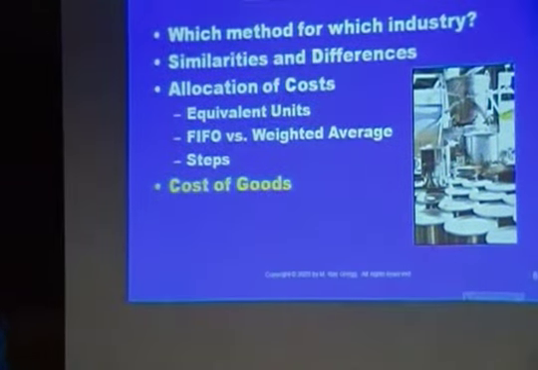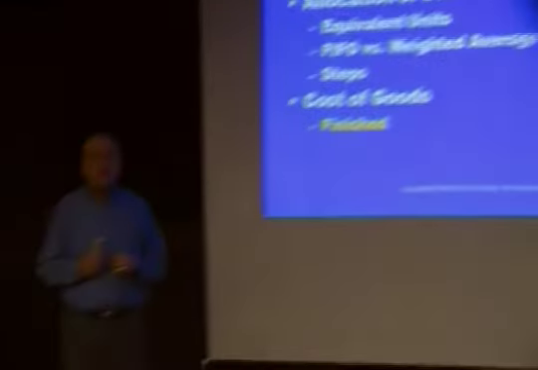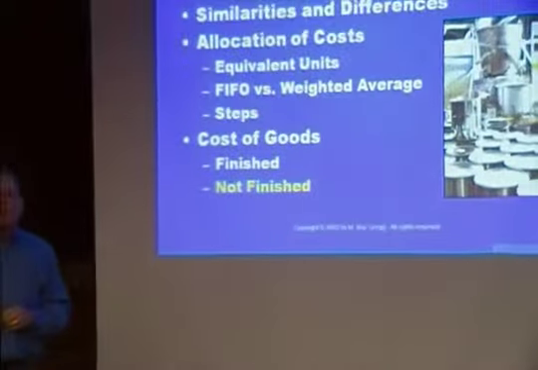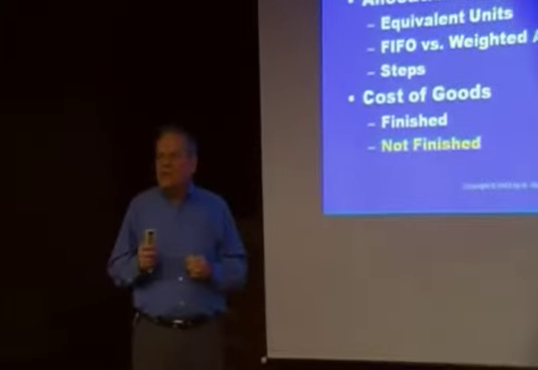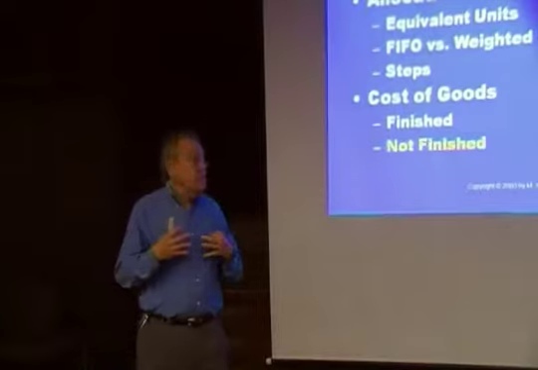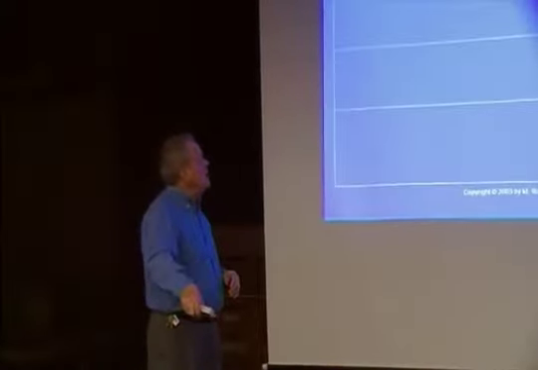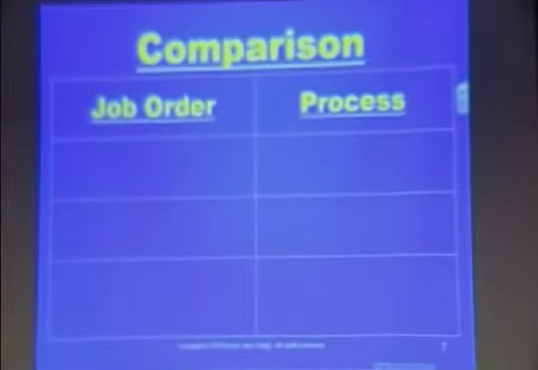I repeat, our goal is to find the cost of the goods that we finished so that we can move them on to the next stage of production, and prove it by finding the cost of the goods that we didn't finish. Those are our objectives. We're going to spend time accomplishing those 2 things today and all week long. Let's talk about the contrast between job order and process.